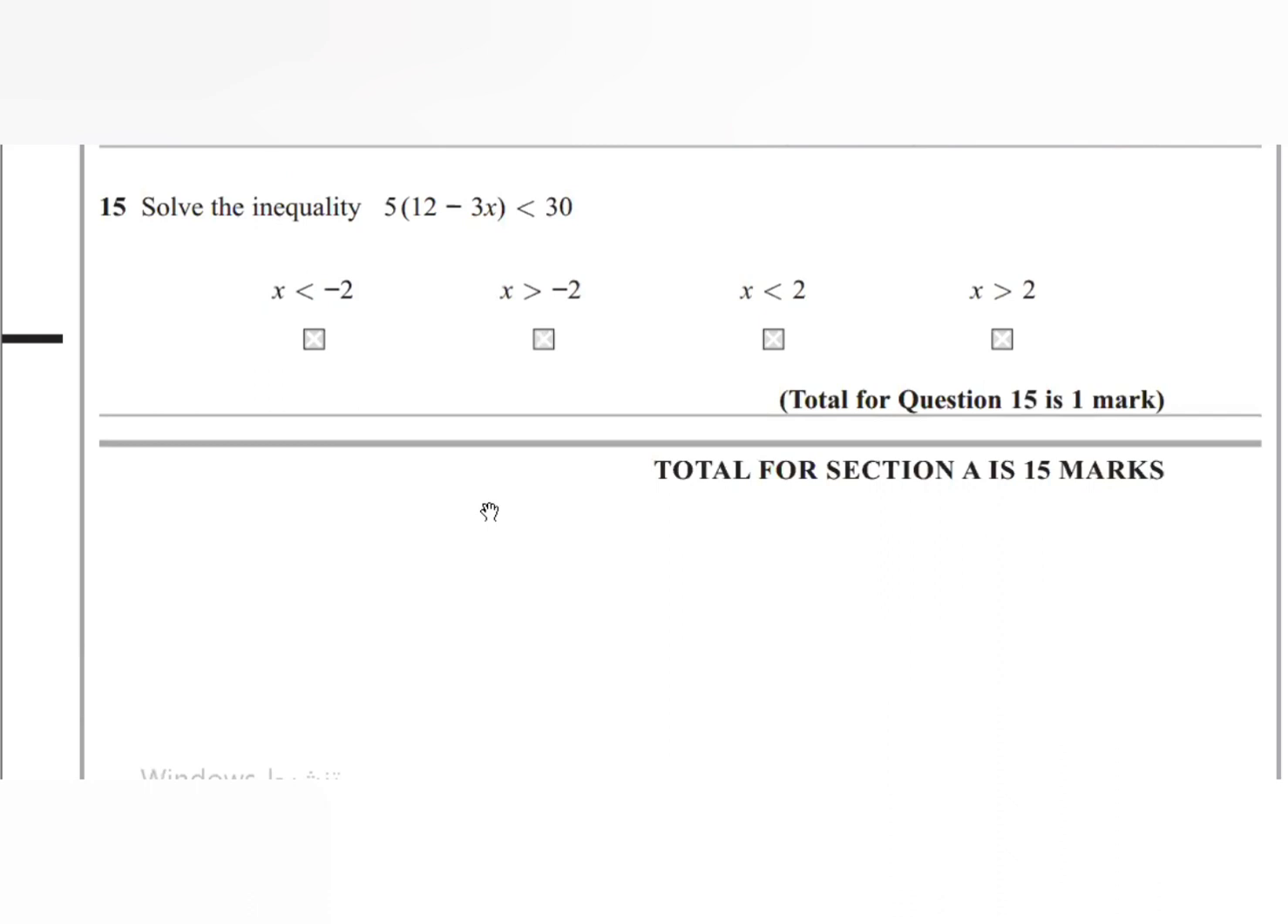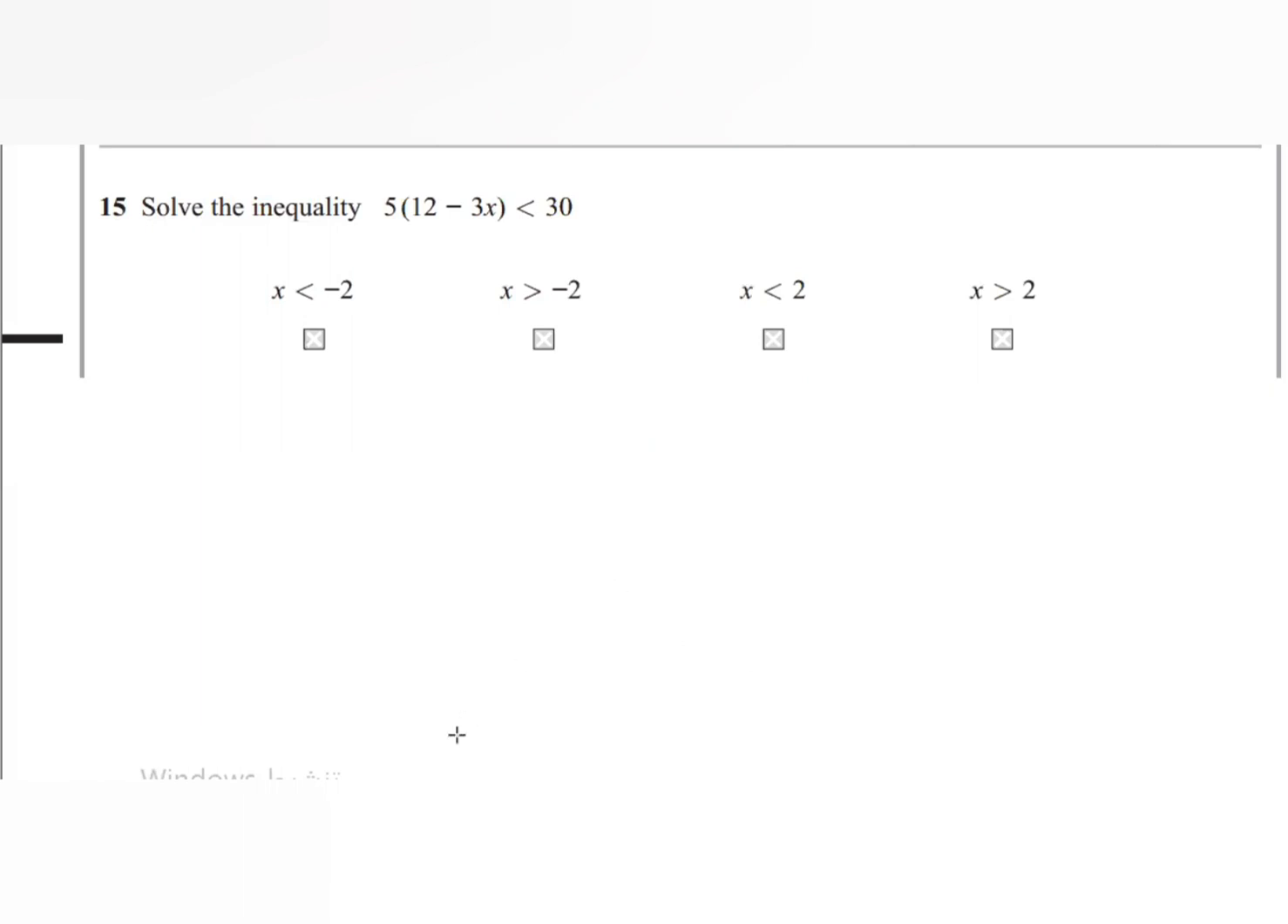Question 15. Solve the inequality. Now let's cover this first so we can use the space. Now this inequality here, we have 5 multiplied by the whole bracket and then smaller than 30. You can expand the 5 inside like this, or because it's multiplied, you can take it to the other side by dividing without expanding. I prefer that you don't expand because it will take more time.